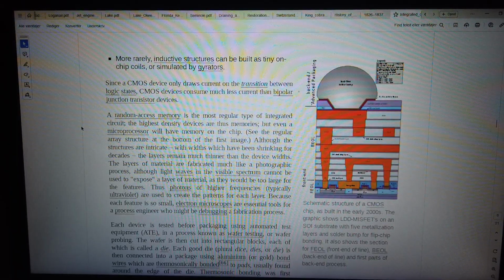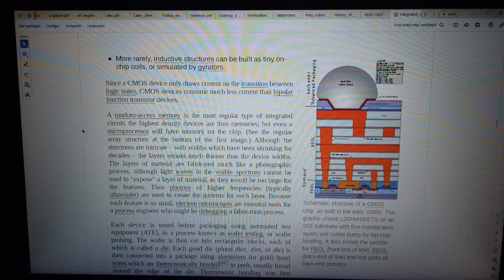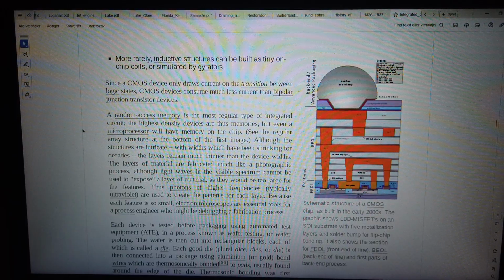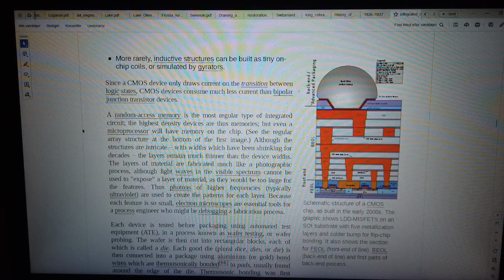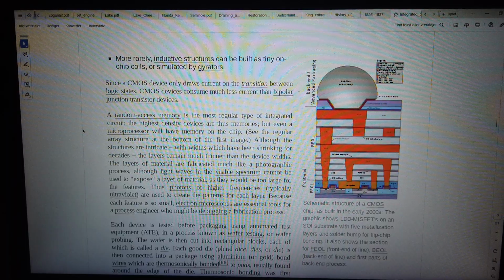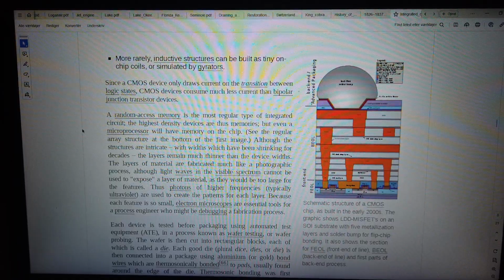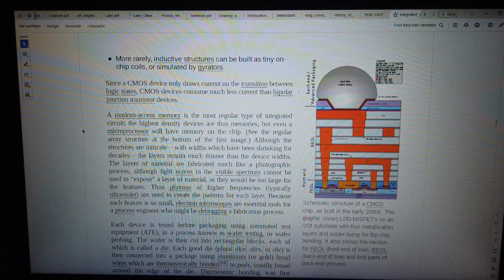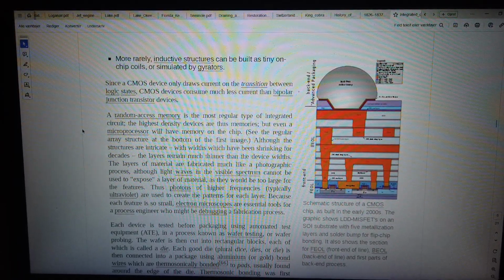Schematic structure of a CMOS chip, as built in the early 2000s. The graphic shows LDD MOSFETs on an SOI substrate with 5 metallization layers and solder bump for flip chip bonding. It also shows the section 4 fill, front end of line, back end of line, and first parts of back end process. More rarely, inductive structures can be built as tiny on-chip coils, or simulated by gyrators.